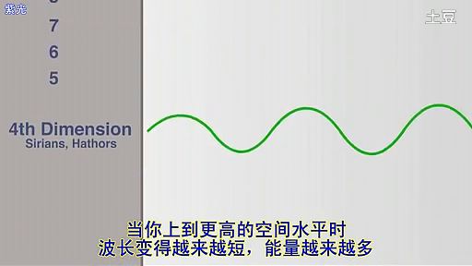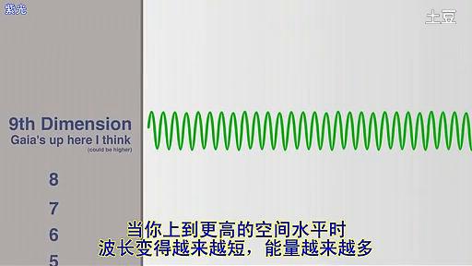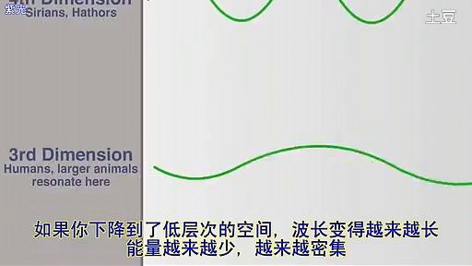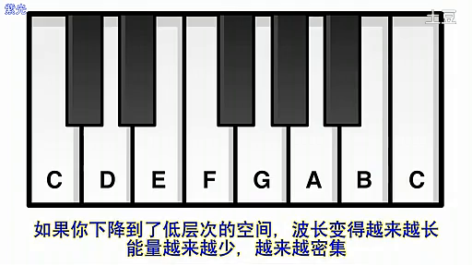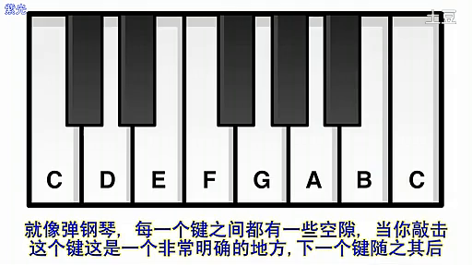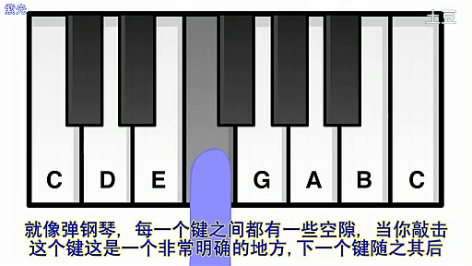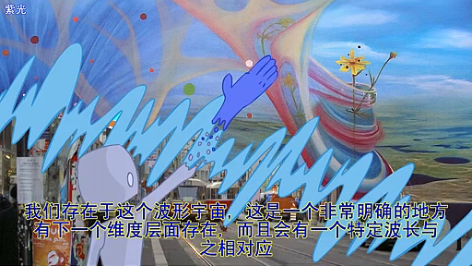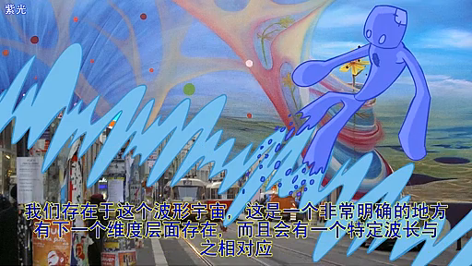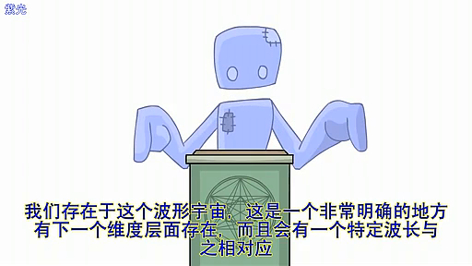As you go up in dimensional levels, the wavelength gets shorter and shorter, with higher and higher energy. As you go down in levels, the wavelength gets longer and longer, with lower and lower energy, more and more dense. Just as with a piano, there's a space between the notes, so that when you hit one note, there's a very definite place where the next note is. In this waveform universe we exist in, there's a very definite place where the next dimensional level exists. It's a specific wavelength relative to this one.